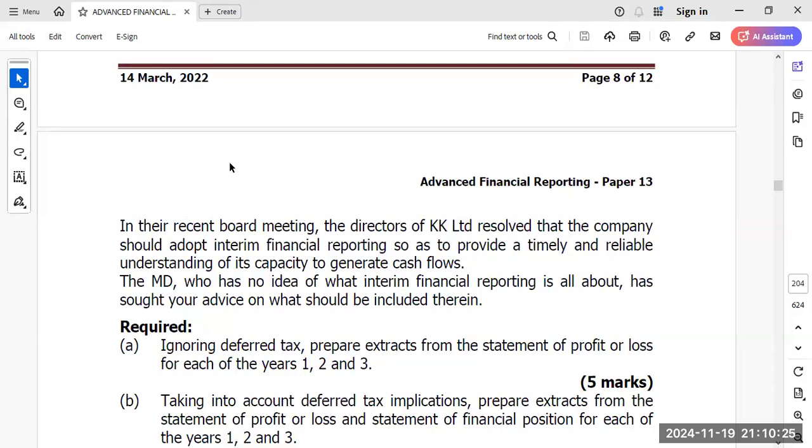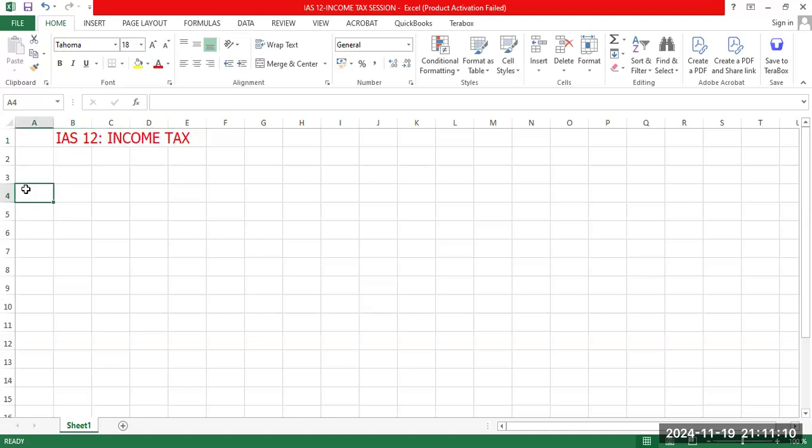Since this is the first session, we are handling income tax. It is good to just have some background before we start handling calculations. For purposes of our computations, obviously you need to know what types of taxes we are talking about here.